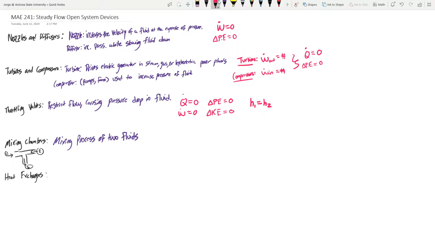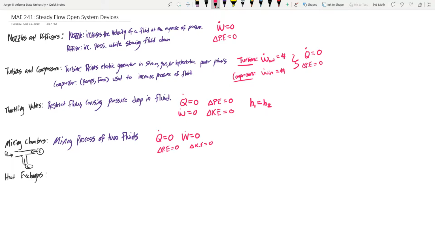So they're typically well insulated, meaning that Q is also 0 for these. And they don't involve work interactions either, so we can say that work is 0. And again, we can say the change in potential energy is 0, and change in kinetic energy is approximately 0 as well.